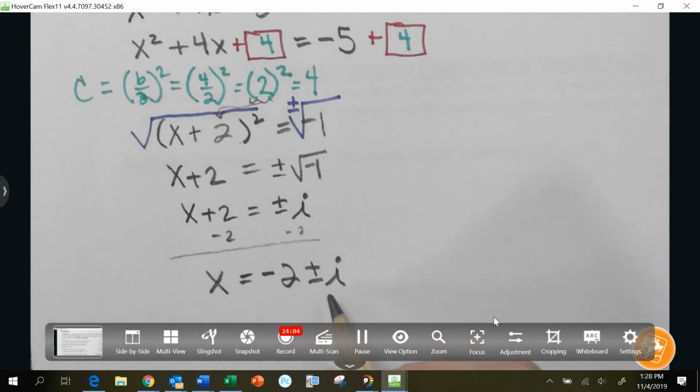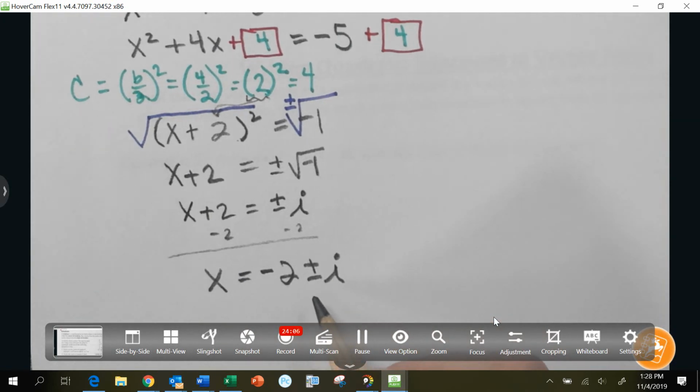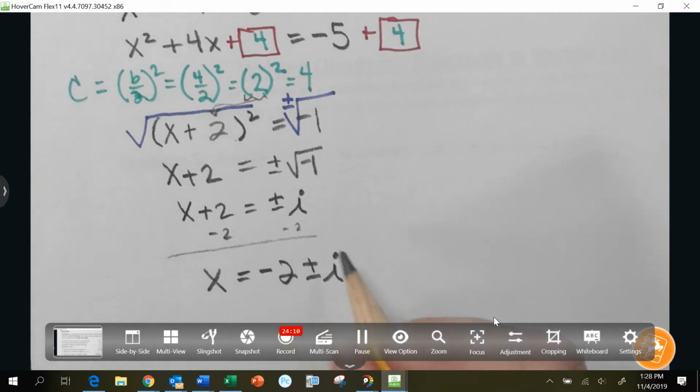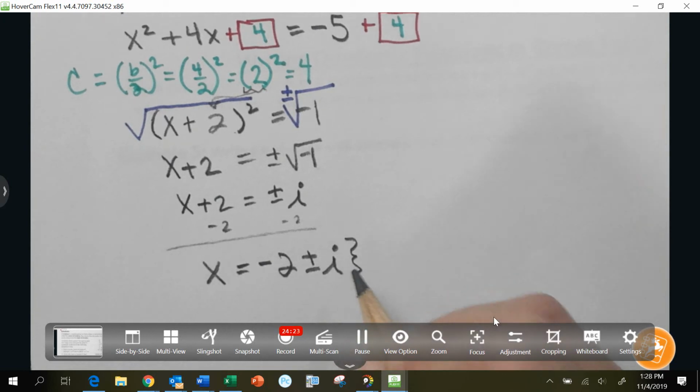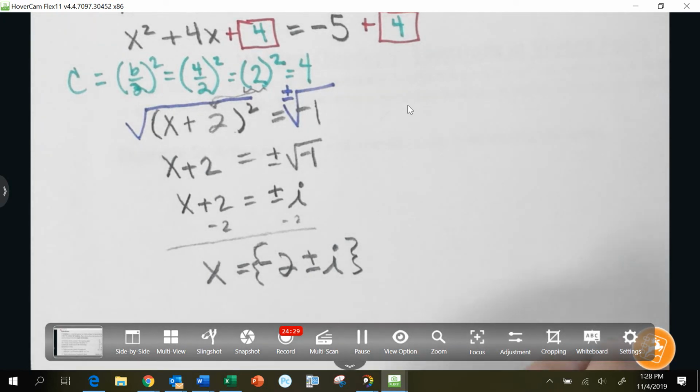Can I add these together? No. You cannot, so I'm not going to. Could I graph this on Desmos and get the same answer? No. Not when it's imaginary. So if you do not learn how to do this, Desmos is not going to help you. Okay? So these are the 2 answers, and you just put your fancy brackets in and we're done with that one.